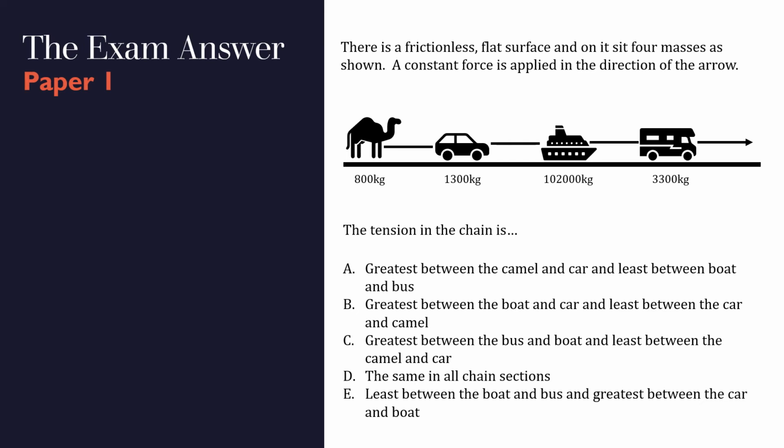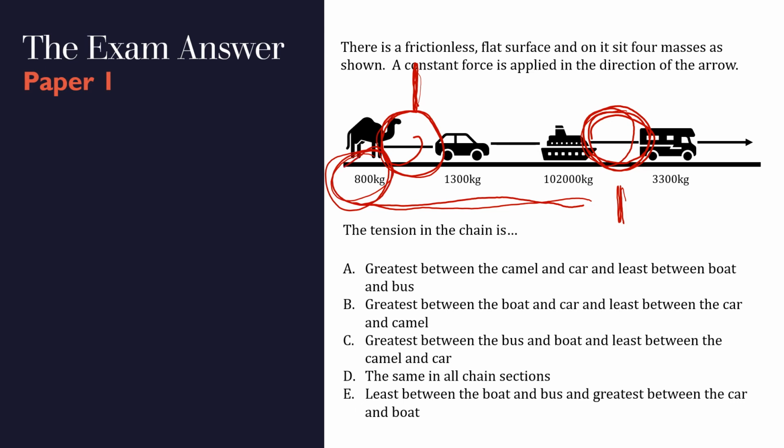From what we've just seen, we know that the tension here is going to be bigger than the tension here, because at this point we are pulling on all these masses, and at this point we're only pulling on the camel. So let's check the answers. Greatest between the camel and car? Well, no. Greatest between the boat and car? No. Greatest between the bus and the boat? Well, that's a yes. And least between the camel and the car? Well, that's also a yes. So we don't really need to go any further. We know now that C is a likelier answer, and in fact it is.